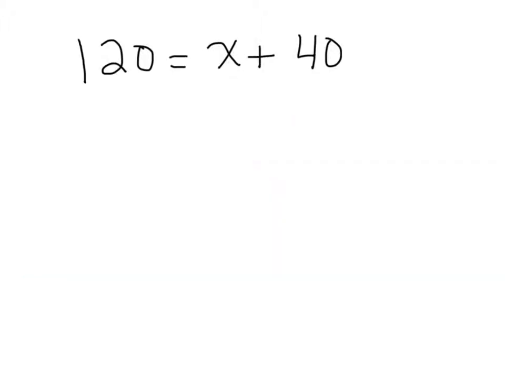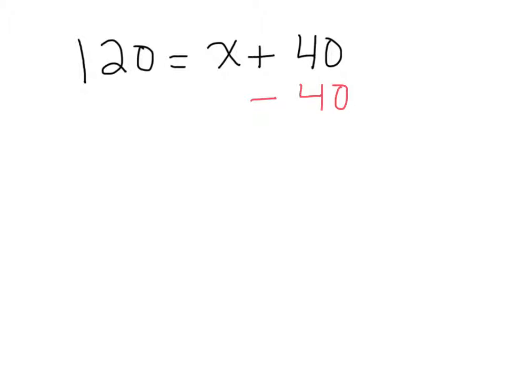Let's take a look at one more example. 120 equals x plus 40. I want to again isolate my variable, and this time the variable is on the right side of the equal sign. There's no problem with that. I'm going to look at the expression on the right side of the equal sign, and it says x plus 40. So in order to isolate the variable, I need to do the inverse operation of plus 40. In that case, it is going to be minus 40.